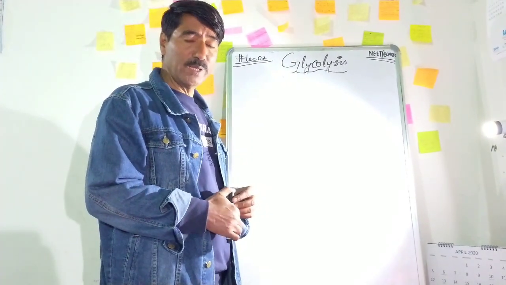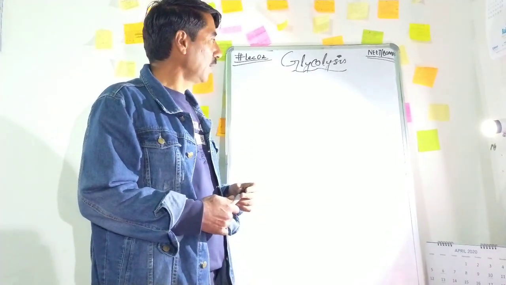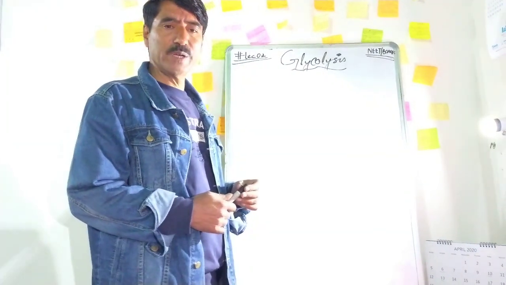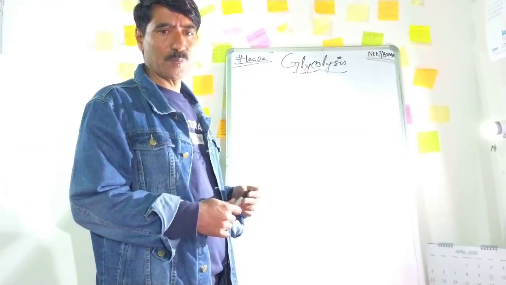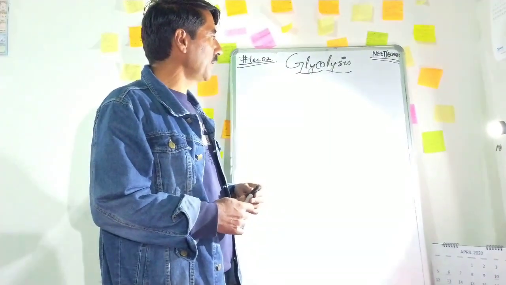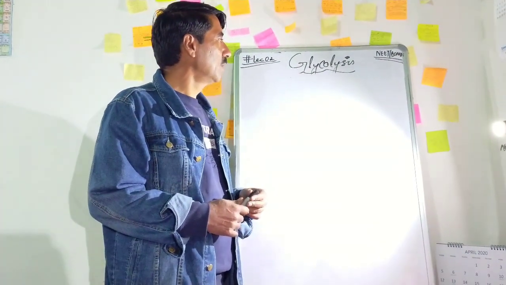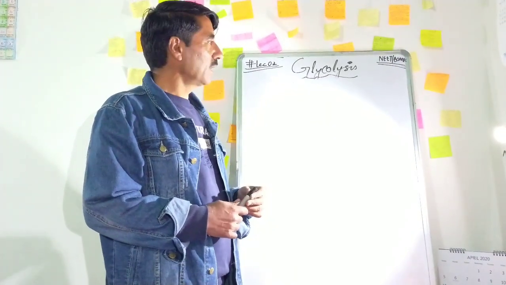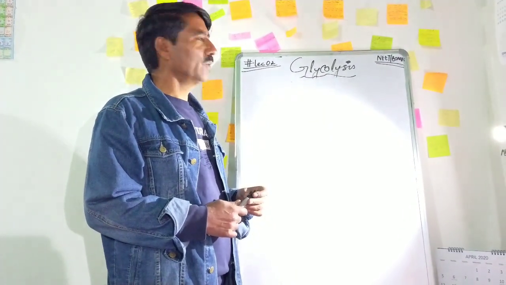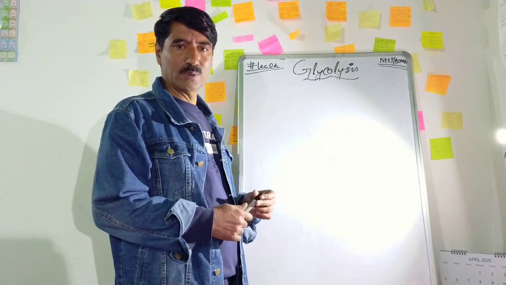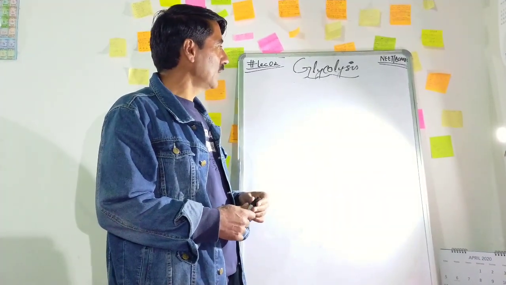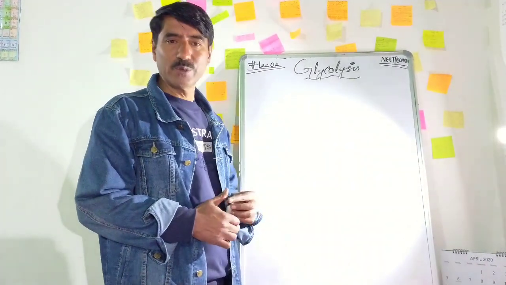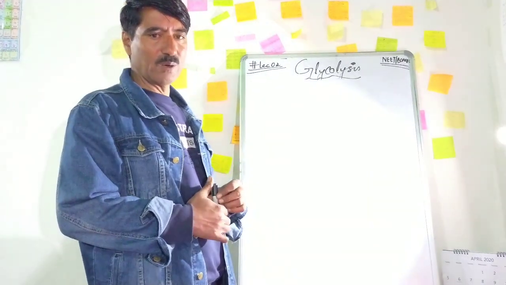As we know, all living organisms need a continuous supply of energy for carrying out their life processes, and this energy is obtained through cellular respiration. In the mechanism of respiration, first the glucose or a hexose sugar gets converted into a 3-carbon compound. The metabolic pathway is called glycolysis, and today we will learn about this glycolysis.